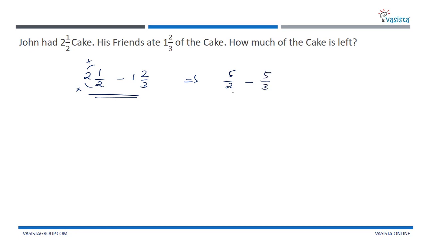Right. Take the LCM for 2 and 3. The LCM for 2 and 3 is 6. So 6. Right. 2 3s are 6, 3 5s are 15. Minus 3 2s are 6, so 2 5s are 10. So 15 minus 10 is nothing but 5/6. So 5/6 of the cake is left. The answer here is 5/6.